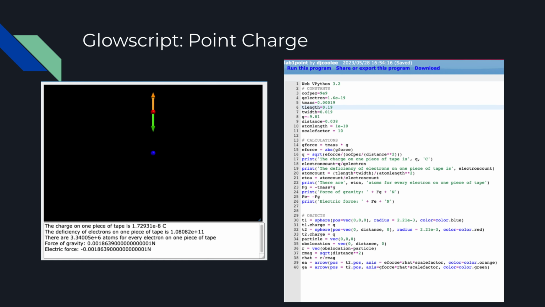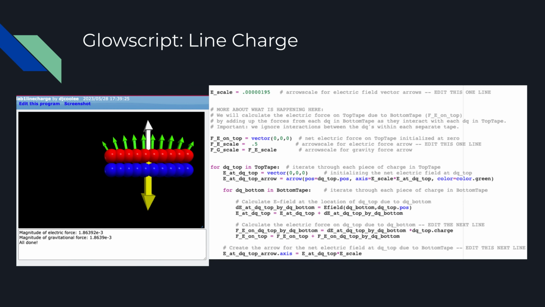And for the Glowscript code model, this is the code that I used. You can see I calculated the gravitational force and the electrical force. Those are the constants that I inputted. And you can see there's a slight difference from the manually calculated version. But the force and the electric force seem to be pretty consistent with the manually calculated force.